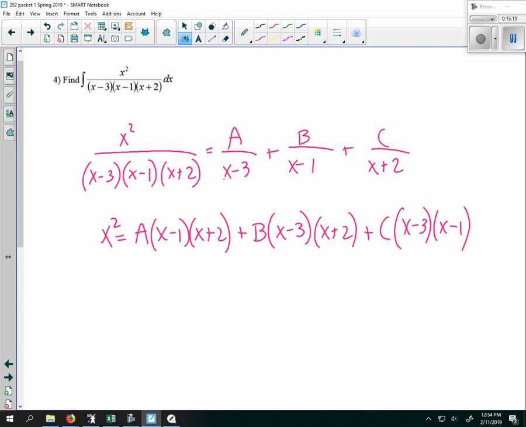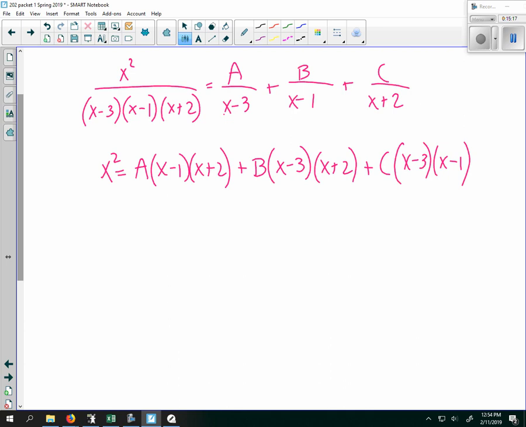Okay, I have 3 unknowns. I need 3 equations. I'm going to try to smartly choose values of x to plug in here to get my equations. I think I'm going to choose x equals 1 because then x minus 1s will become 0. So that'll become 0 and that'll become 0. I'm going to choose x equals 3 because then my factors of x minus 3 will become 0. And I'll choose x equals negative 2. X plus 2 factors will become 0.